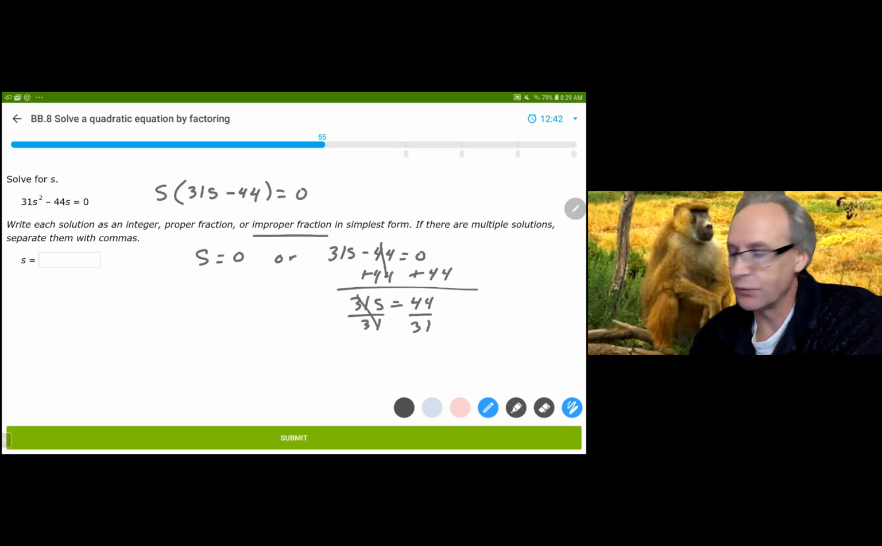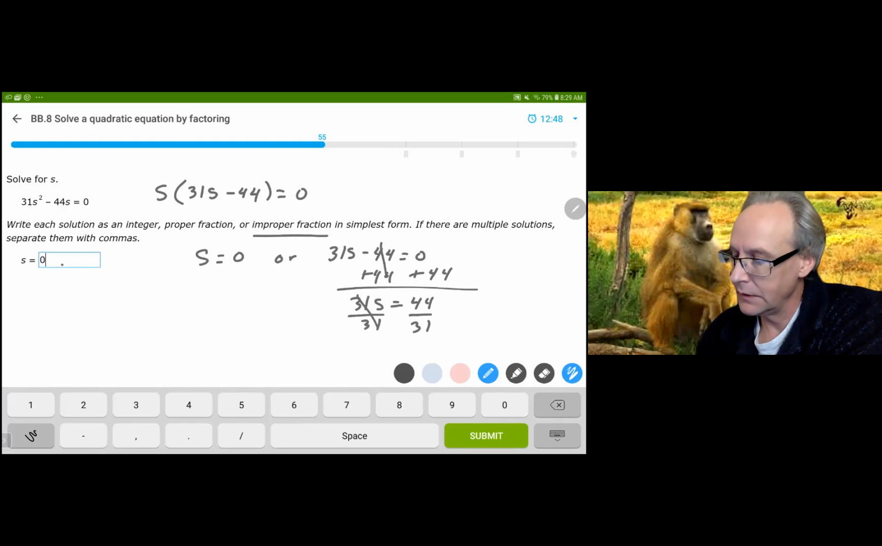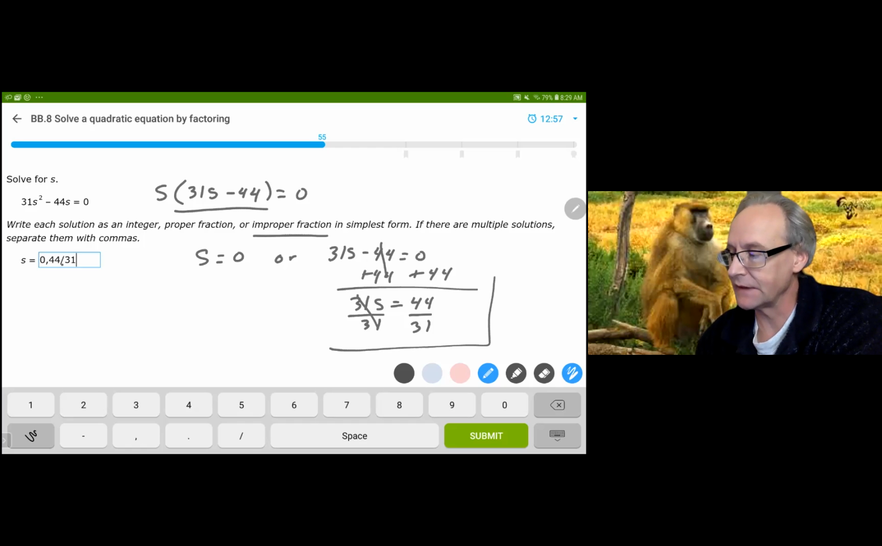It does say improper fractions are fine. You don't want to try mixed numbers in this. So we have 0, and we also have 44 over 31. Now in the future, I probably am not going to go through all those steps like this. Again, I'll just simply do it in my head. I'll add the 44 and divide by 31.